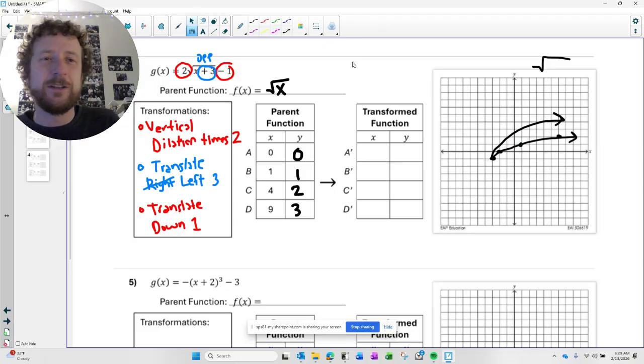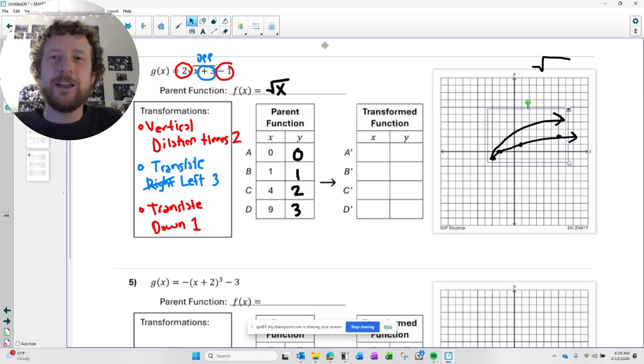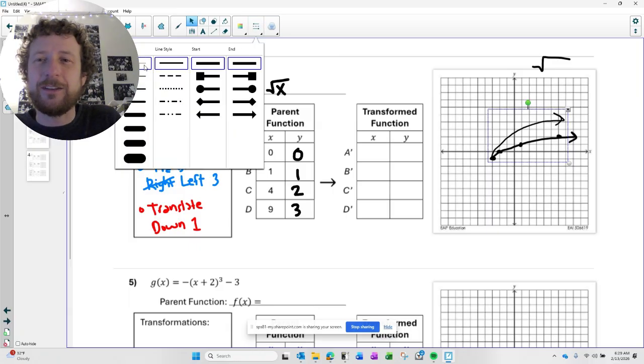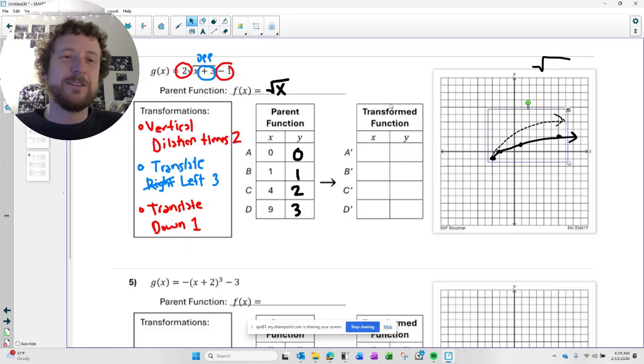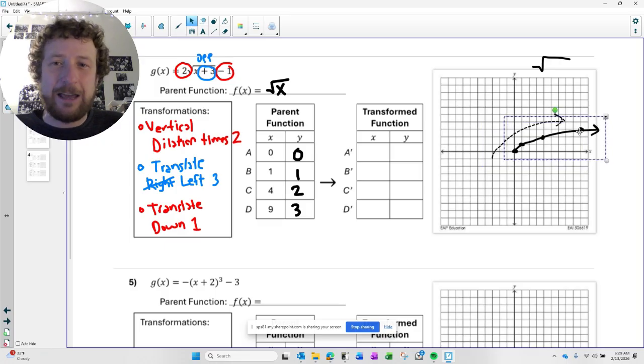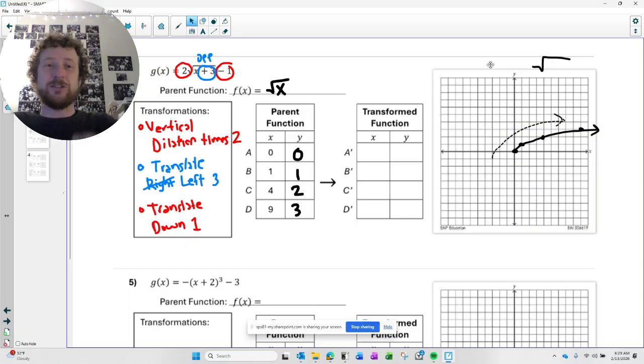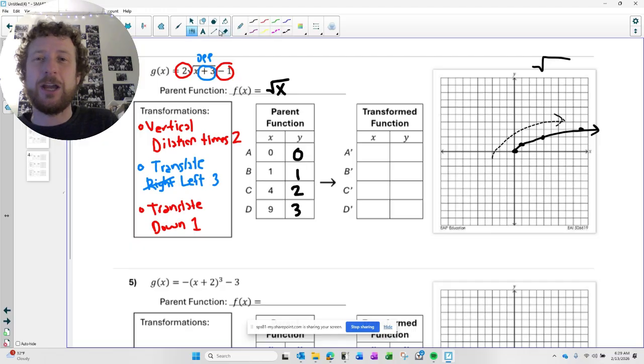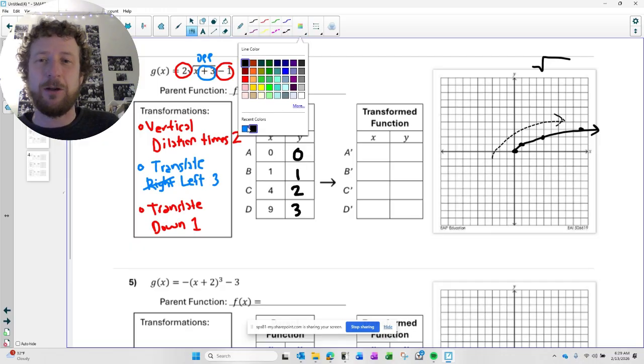So in fact, what I'll do is I'll take this guy and I'll make it a little thin dotted line. And we'll see how close I am when I do the actual points. So let me move this guy back. Okay, the one that I just put there, that is left 3, down 1, and vertically stretched times 2-ish. But now what I'll do is I'll actually transform these points. And this is where my careful work before and my colors really help.